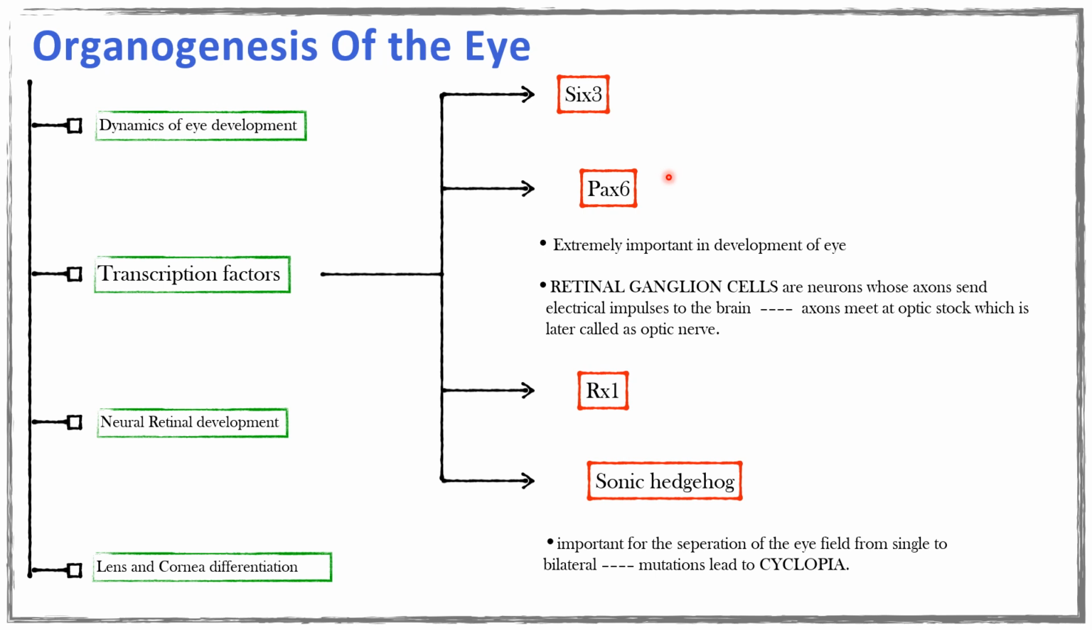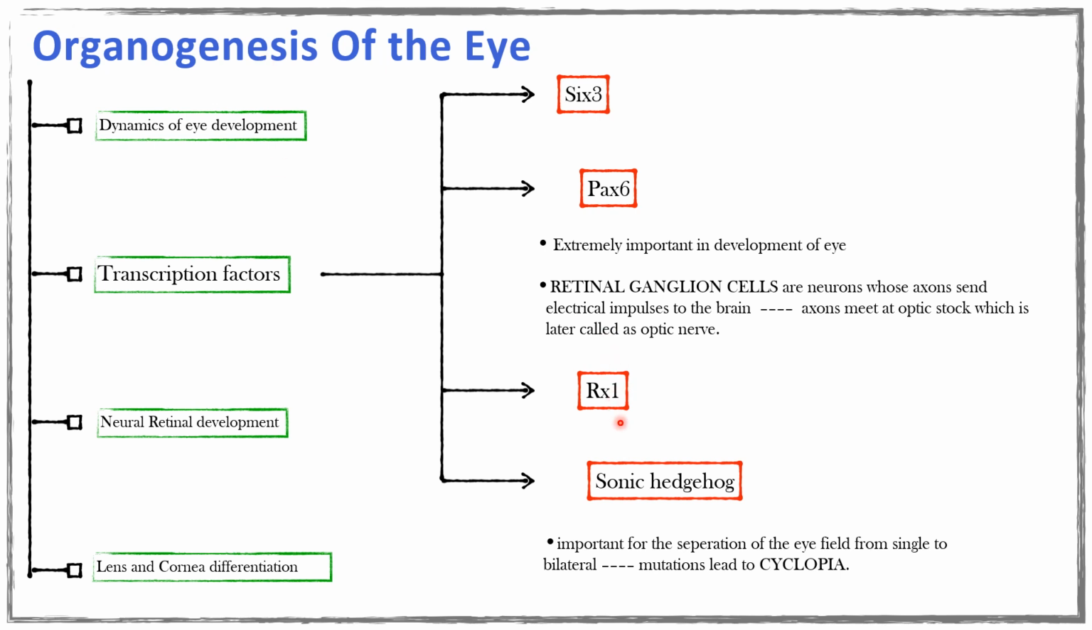The organogenesis of the human eye is characterized by the separation of the single eye field into two different eye fields, and this is dependent on the secretion of PAX6, one of its family members called PAX2, and sonic hedgehog, without which we would have a condition known as cyclopia, that is only one eye, that too at the forehead.